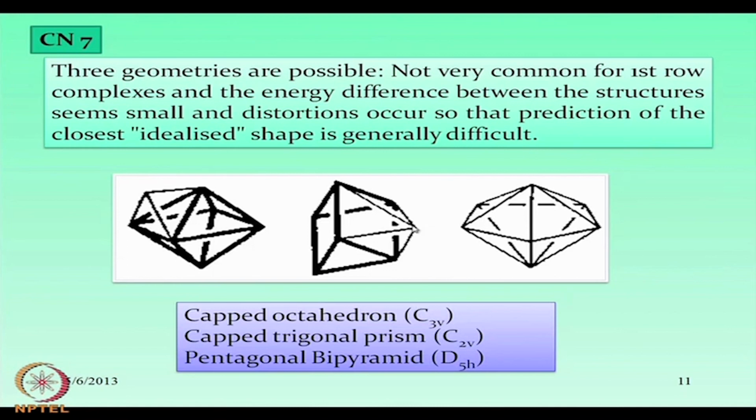Capped trigonal prism, so we are capping one particular face. This is the trigonal face we are capping. This is the square plane we are capping, which is known as capped trigonal prism structure. And the third one is the pentagonal bipyramid structure. Instead of a square plane, we have a pentagonal plane, and above we have one ligand and below we have one more ligand to give a coordination number of 7.